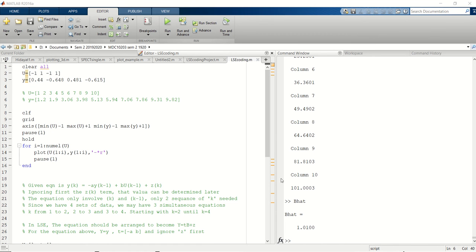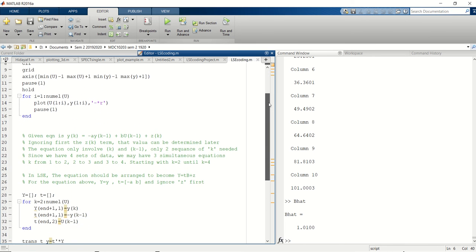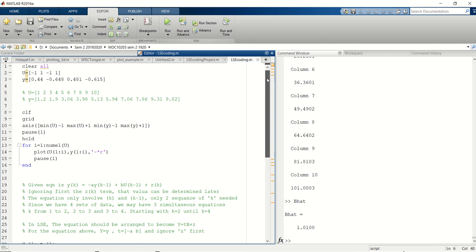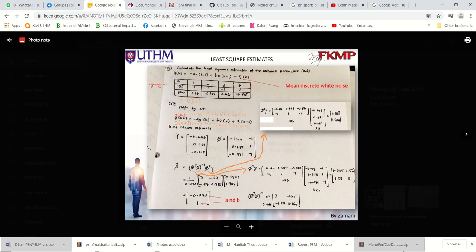Alright guys, so this is the Matlab coding for the LSE problem just now. Okay, so I will show you how I do it, and before that we go back to our equation just now. So this is our problem. So this is our set of data.